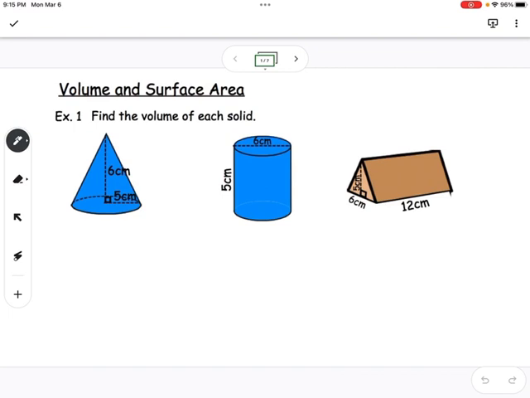Okay, so in the last video we talked about area of composite shapes, and now today we're going to be looking at volume and surface area, both with our shapes that you can find on a formula sheet, and then also looking at examples of composite shapes as well.